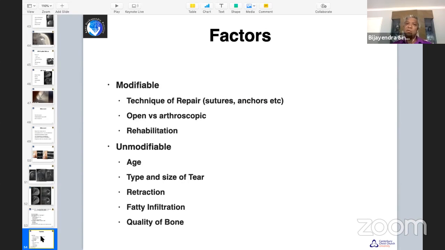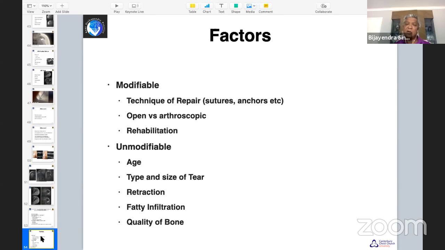Now, when you come to cuff repairs, there are certain factors which are modifiable and certain factors which are unmodifiable. What you can modify is the type of repair you do and the technique of repair, types of sutures, anchors, whether you do an open or arthroscopic, and the type of rehabilitation that one uses. Now, in most places these days, cuff repairs are done arthroscopically. The advantages of open versus arthroscopic are only seen in the early stages.